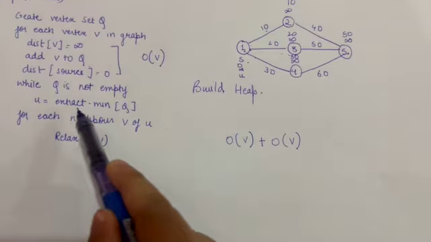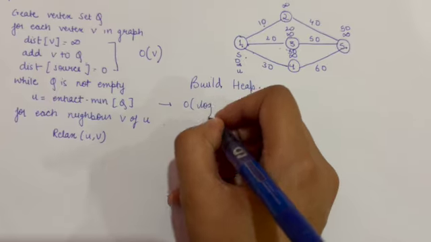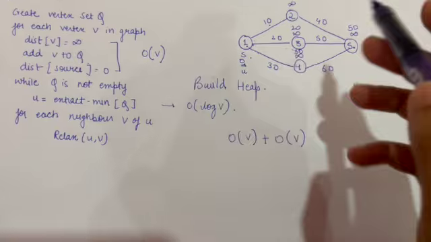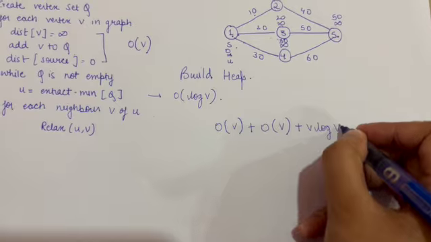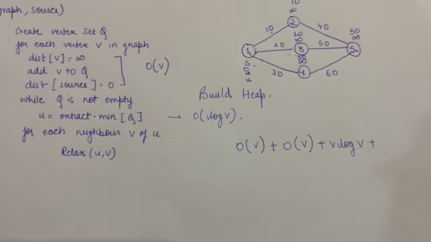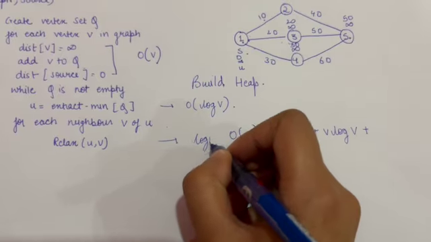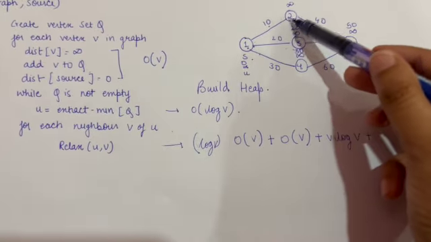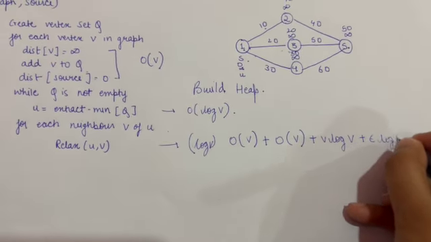Now u is equal to extract min Q. So the time complexity of this will be order log V. But how many times are we repeating it? We are repeating it V times. So the time complexity will turn out to be V log V. Now relax uv. So for this one, the complexity would be same as log V. But how many times are we repeating it? It depends upon the edges. So it will be E log V.